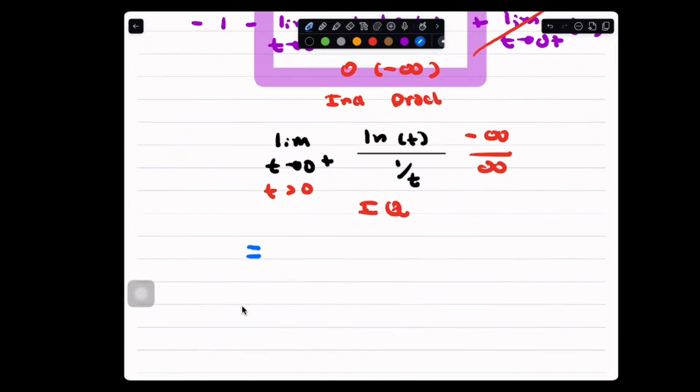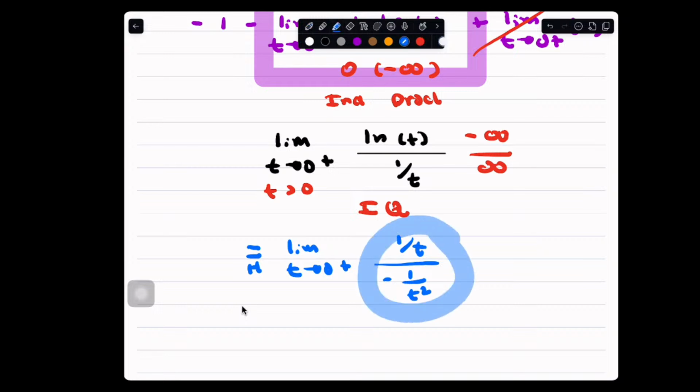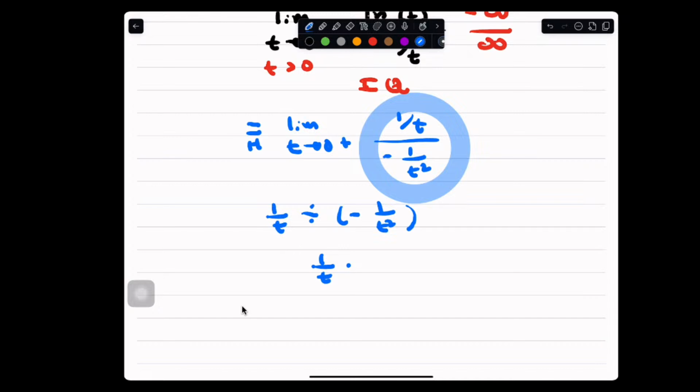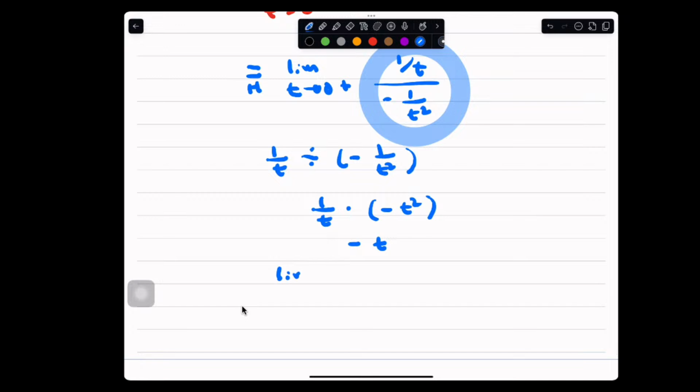And so by L'Hopital's rule now, the derivative is 1 over t, and this is negative 1 over t squared. So we'll have some algebra to do here again. And the algebra is going to be 1 over t divided by negative 1 over t squared. 1 over t times negative t squared, which would be simply negative t. So we're really looking at the limit as t goes to 0 from the right of negative t, and this limit equals 0.